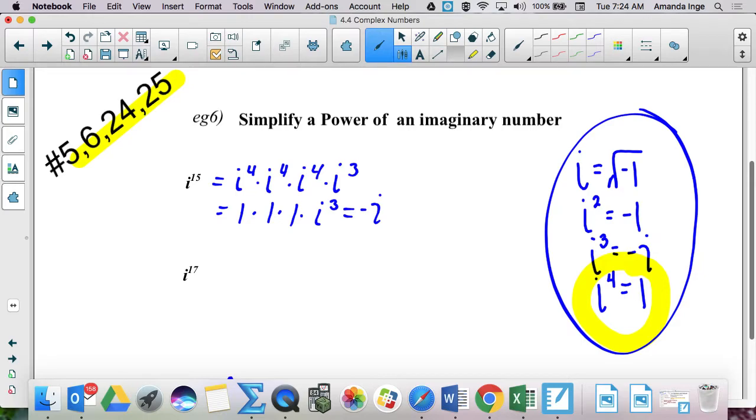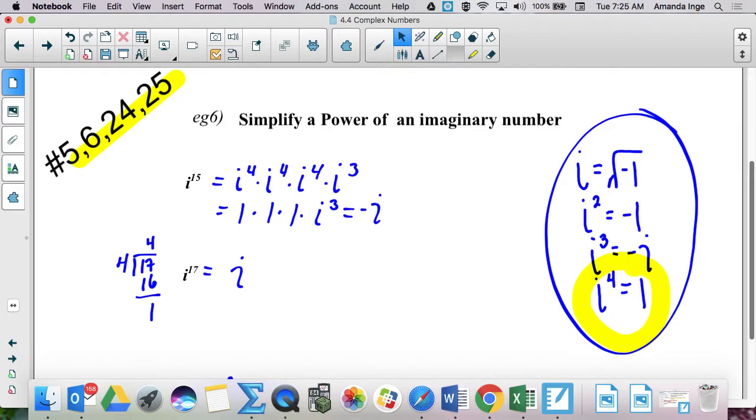We could do the same thing here, but nobody wants to write it all out. So if you divide 4 into 17, it goes 4 times. So you have i to the fourth 4 times. We know that i to the fourth is equal to 1, and the remainder would be what was left over, so we get i to the first.